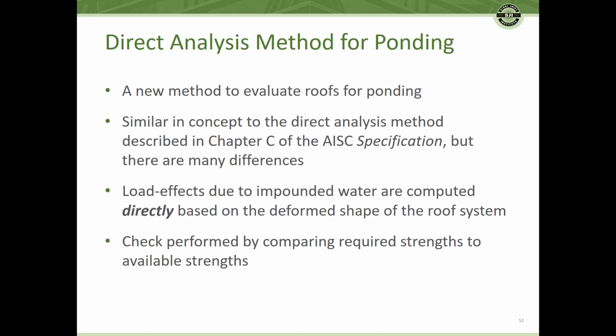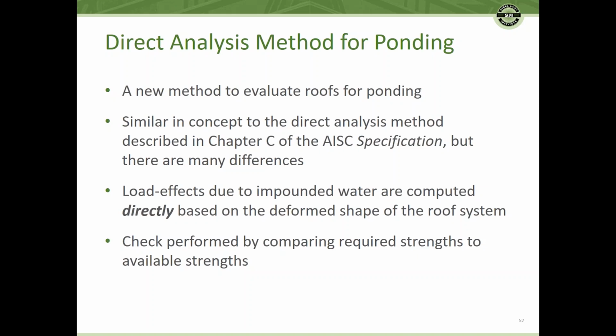However, it really shouldn't be confused with the direct analysis method described within Chapter C of the AISC specification. For example, there's no 0.8 stiffness reduction. The similar name comes from the fact that they are similar in concept. The similarities lie in the fact that we're using a more advanced analysis capability to capture within the required strength what used to be captured in the available strength.